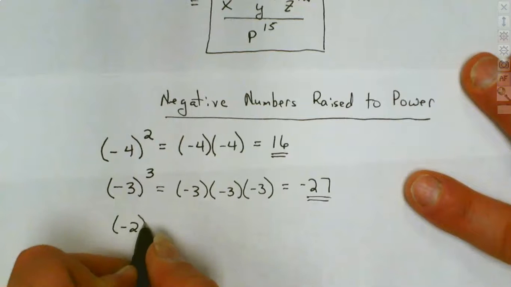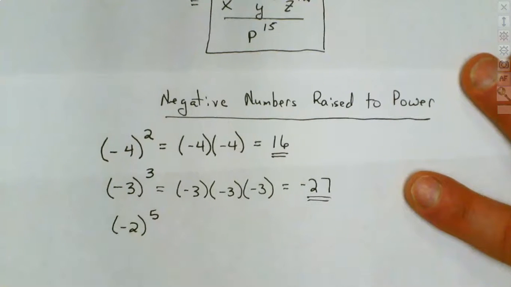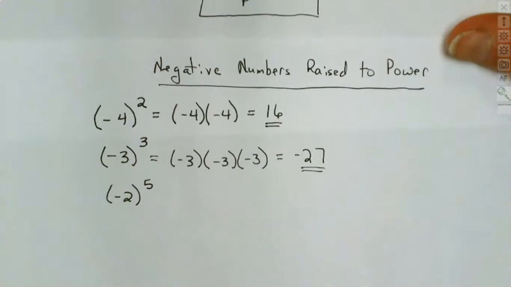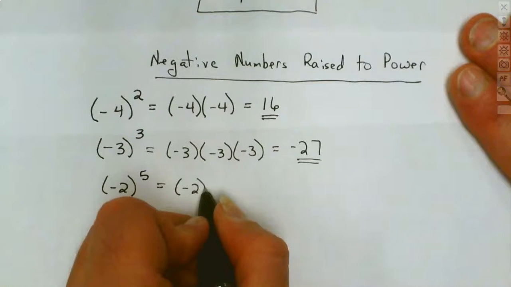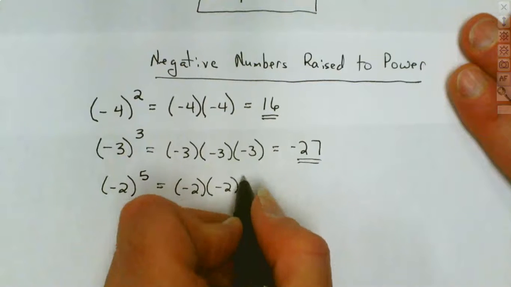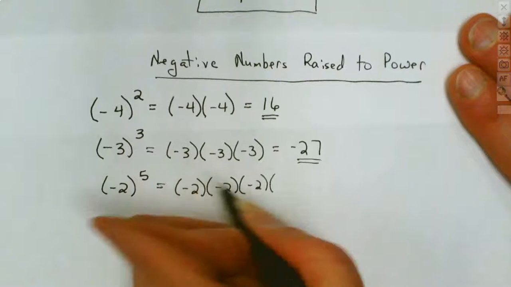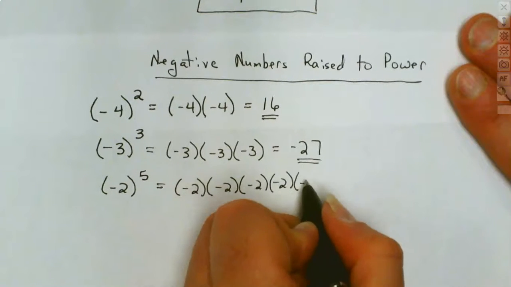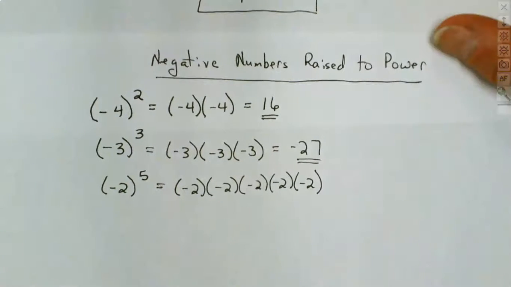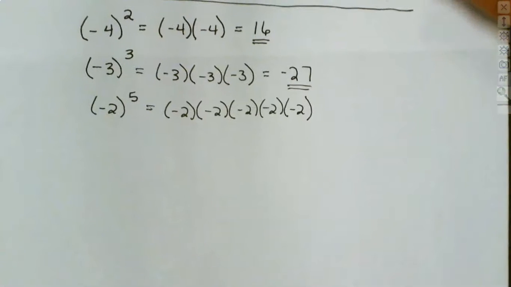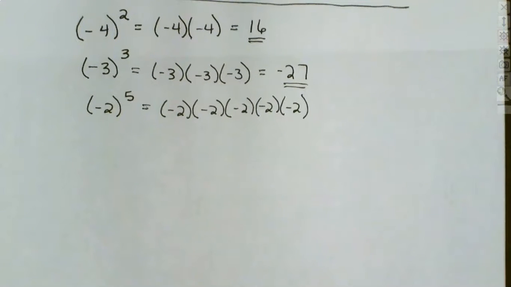What about negative 2 to the fifth power? That's going to be negative 2 times negative 2 times negative 2 times negative 2 times negative 2. You can use a calculator. I'm going to work this one out by hand just so you see. Do you think it's going to come out to be a positive number or a negative number? Negative. Okay, why? Yep, because there's 5 of them, right?